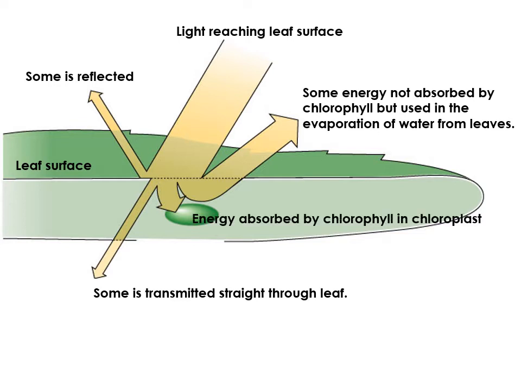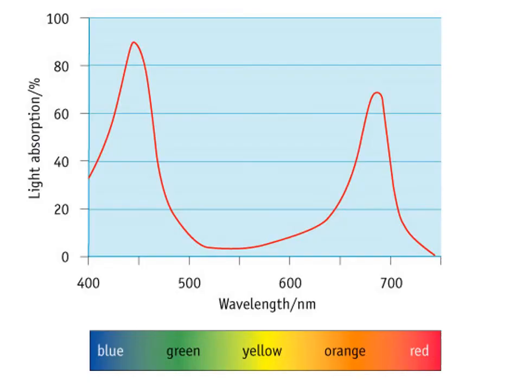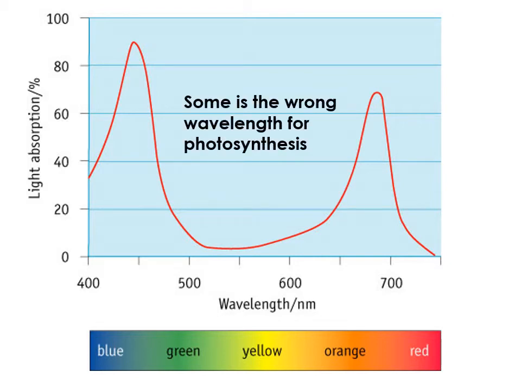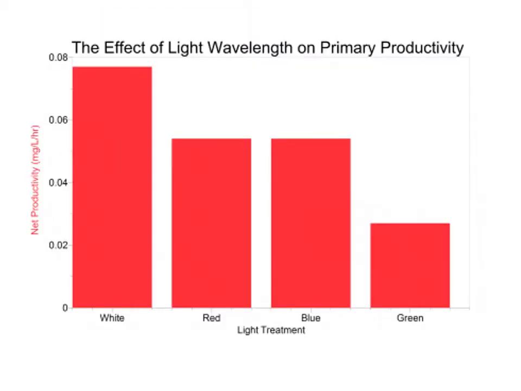And then if we think about the energy absorbed by the chlorophyll, not all the wavelengths are used. Some of the light energy is the wrong wavelength for photosynthesis in that plant, depending on what accessory pigments it has. And if you have a look at experimental data sometimes given to you, you can see that different colours of light result in different amounts of photosynthesis.